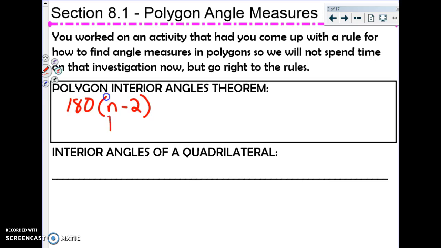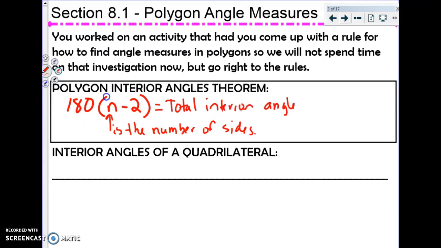Where n is the number of sides. And that'll give you the total interior angle sum for any convex polygon with n number of sides. So think about trying this out with a triangle.